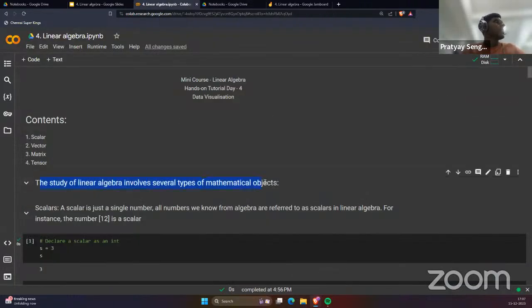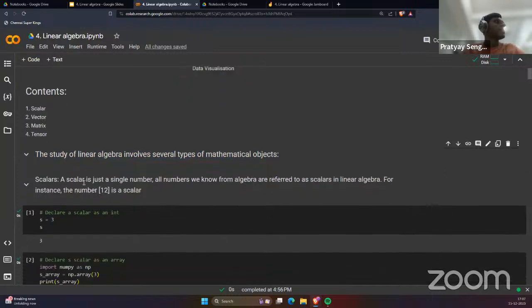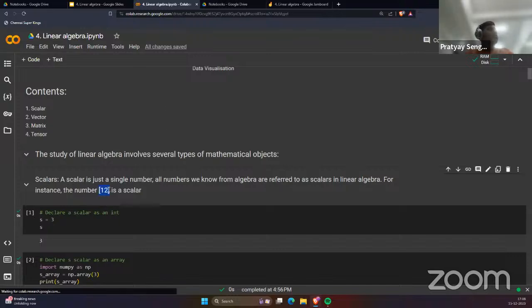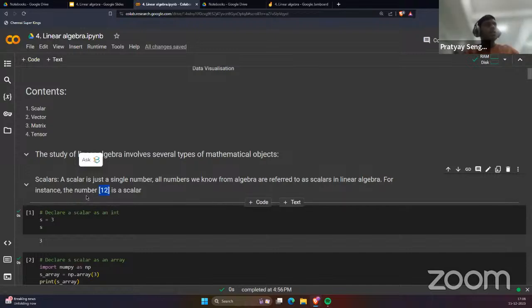this is linear algebra, which involves a lot of mathematical objects. The first thing is a scalar. So what is a scalar? A scalar is a simple single number that we all know from algebra. So anything like, for instance, the number 12 or any number, that is a scalar, just a single value. So how can we use that in Python?